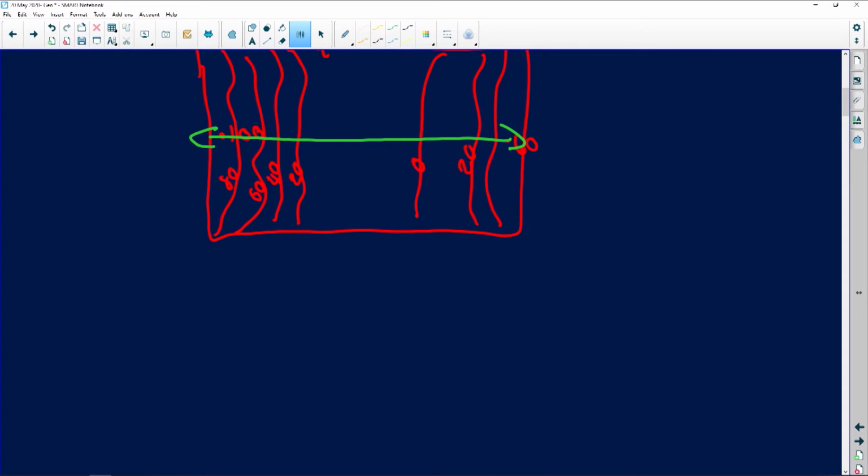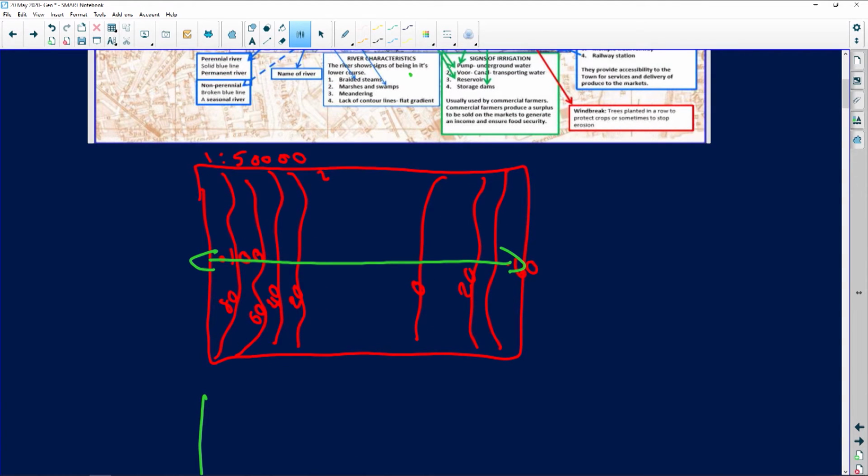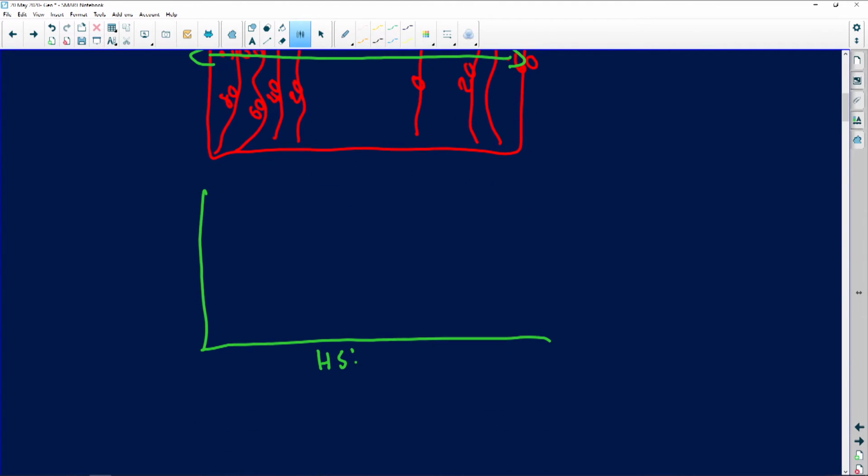So basically my horizontal axis, right? Because when you look at your cross-section, this is where you get the information from. If you look at the cross-section, it consists of the y-axis and the x-axis. Now, as you can see, this is your horizontal scale. Where did I get my horizontal scale from? I got it from my topographical map. So the horizontal scale is 1 to 50,000.